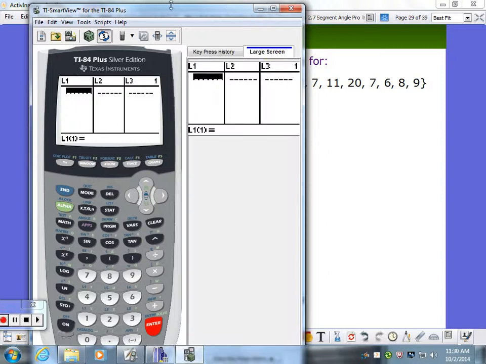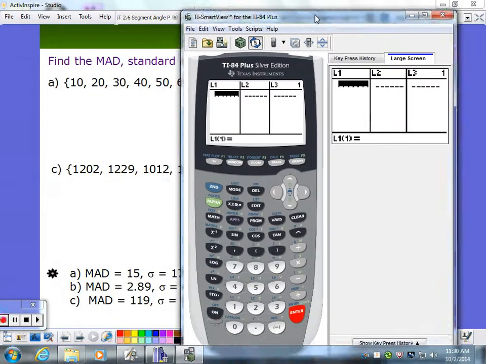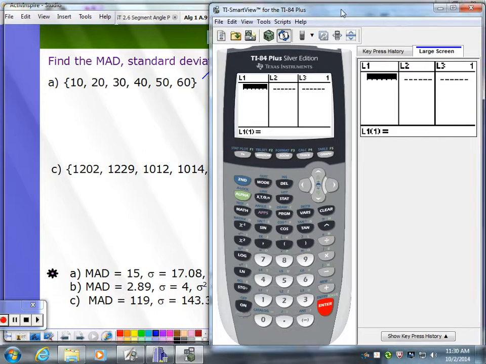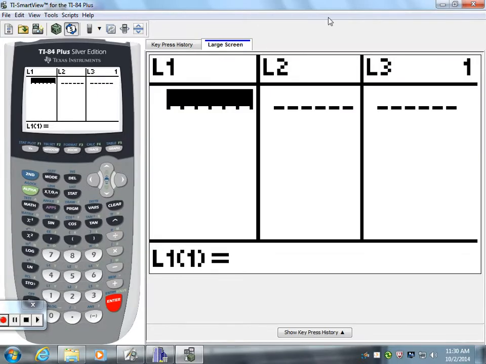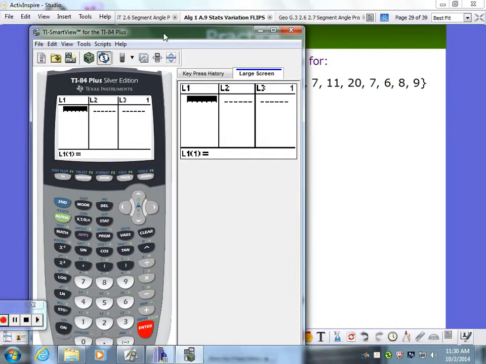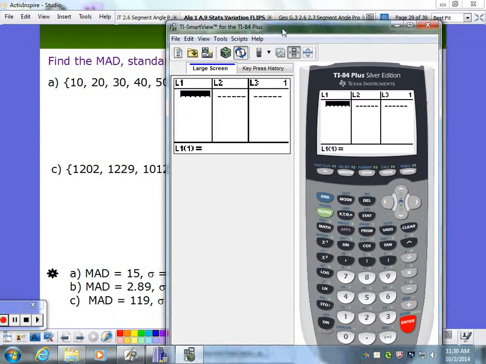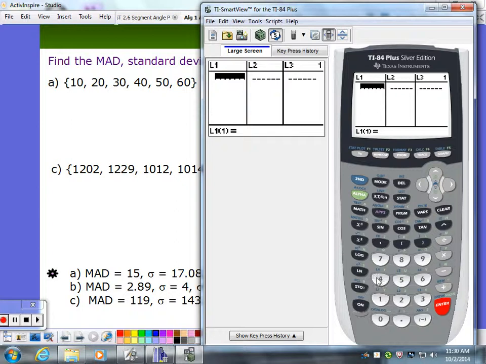So I have to enter my data. All right, if you guys are working over there, that's fine. Okay, so 10, enter in list 1, 20, 30, 40, 50, 60, okay? Check that you entered the data right: 10, 20, 30, 40, 50, 60.